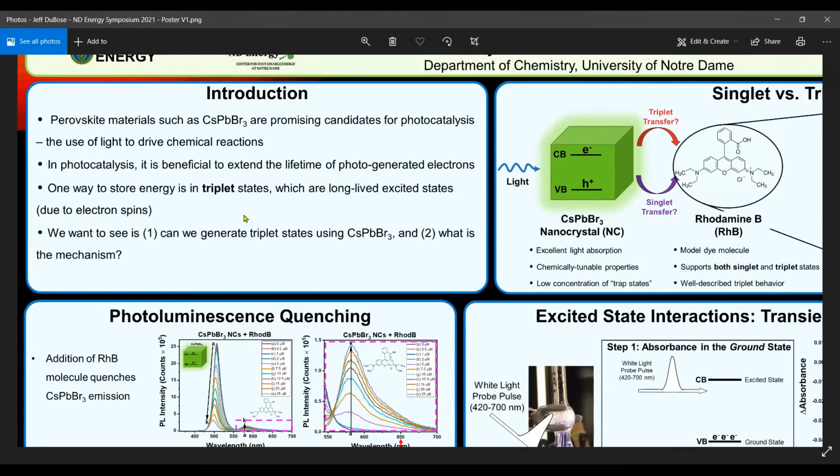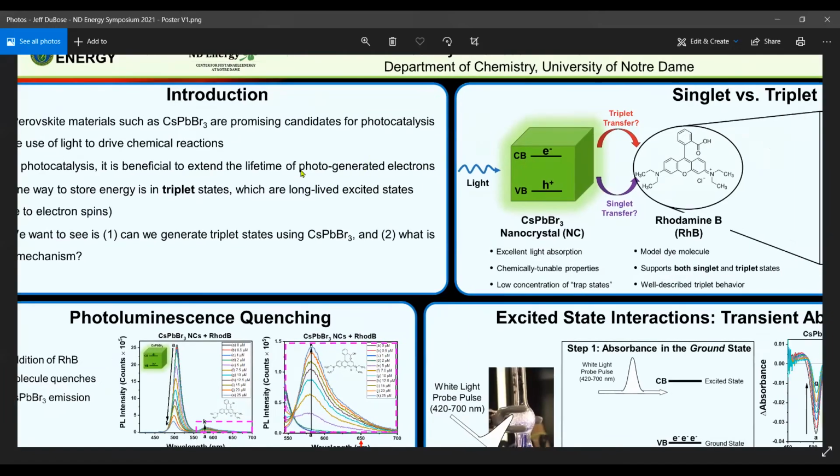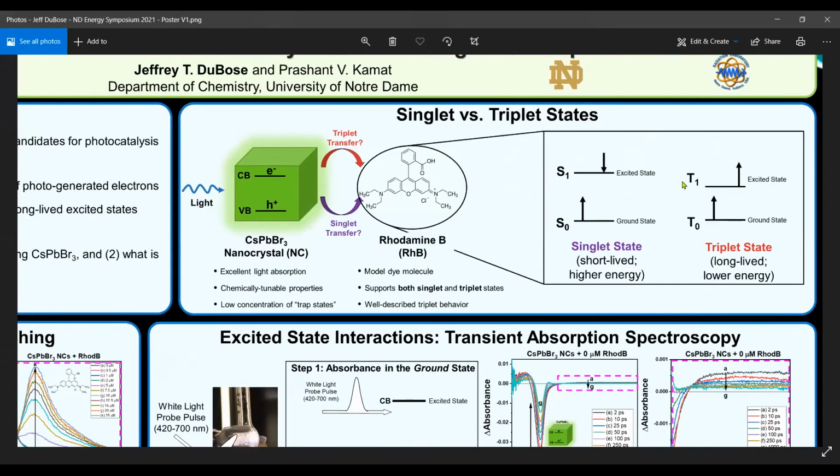As Anthony was talking about, one way is ethyl biology and other things like that. But one thing we can do specifically is look at storing energy in what's called a triplet state, which are long-lived excited states due to different electron spin interactions. I'll spin over to this side of the poster. This is our prototypical singlet state, where we have an electron in the ground state and an electron in the excited state because we've had absorption of light. Because these spins are oppositely directed, this is a fairly short-lived state.